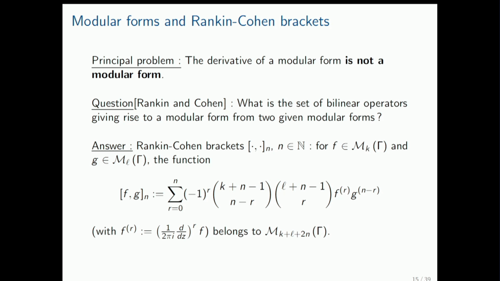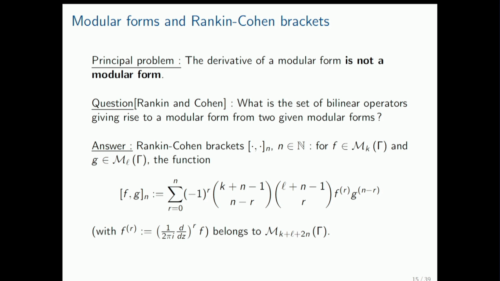And so the question solved by Rankin and Cohen is, what is the set of operators so that when you combine two modular forms, you still get a modular form? And the answer provided by Rankin and Cohen is this notion of Rankin-Cohen brackets, indexed by n here. And you have this expression. So this is the way you can combine two modular forms in order to still get another modular form.